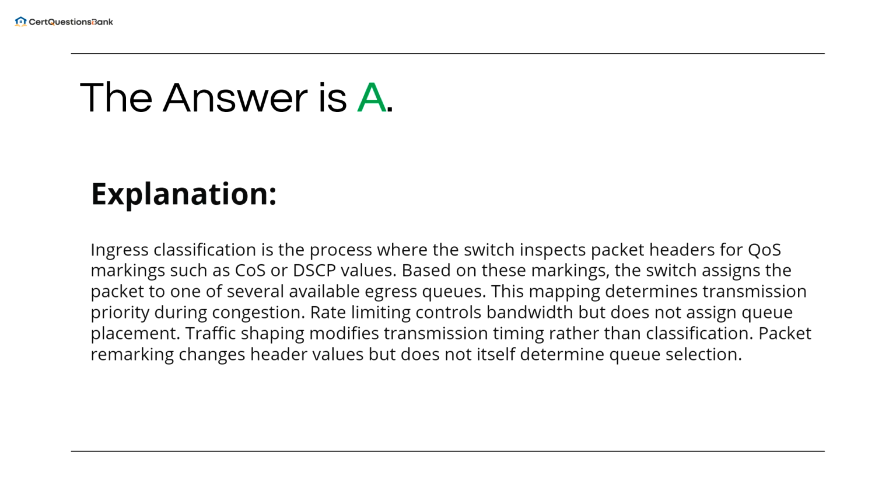Rate limiting controls bandwidth but does not assign queue placement. Traffic shaping modifies transmission timing rather than classification. Packet remarking changes header values but does not itself determine queue selection.